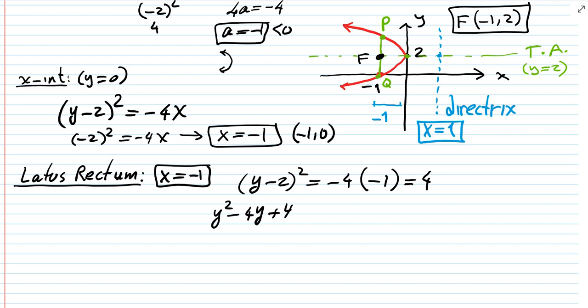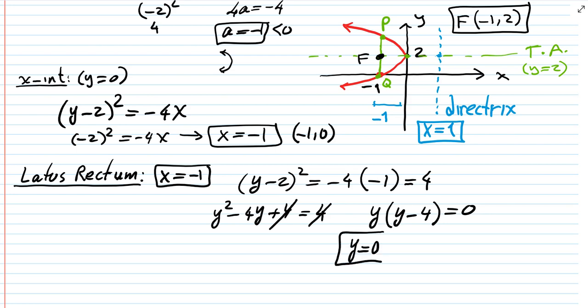Plus 4 equals 4, right? Subtract 4 from both sides, and let's factor the left side. We get y times (y minus 4) equals 0. And one solution is y equals 0 by the zero factor property. The other, y minus 4 is 0, which means y is 4.